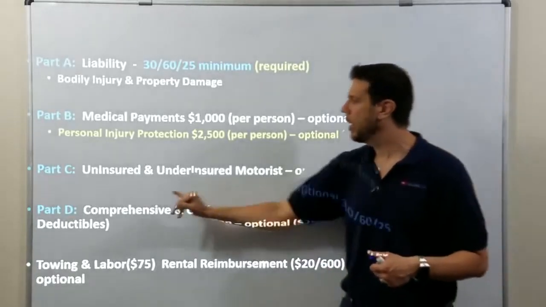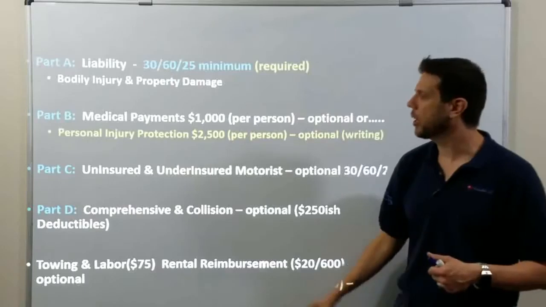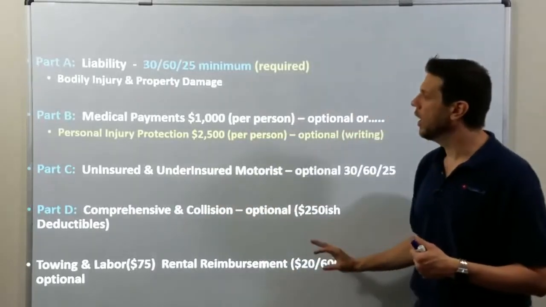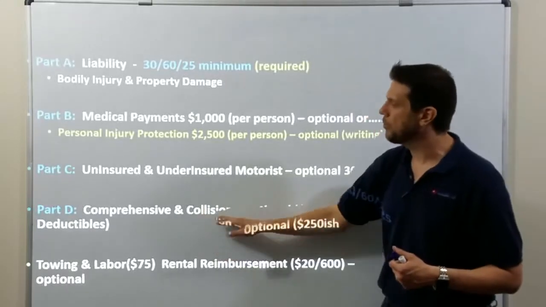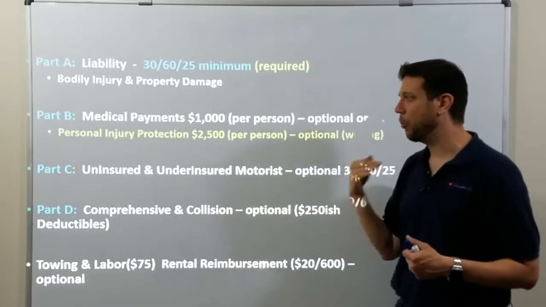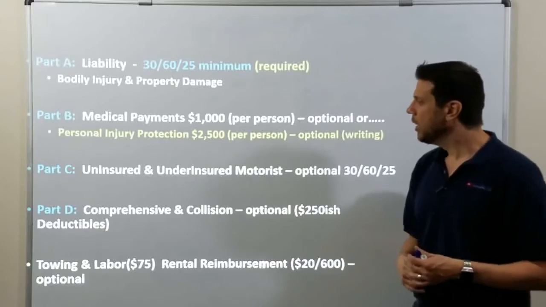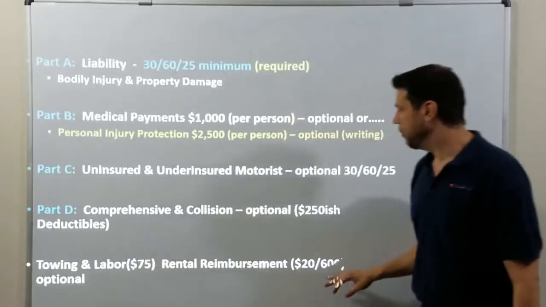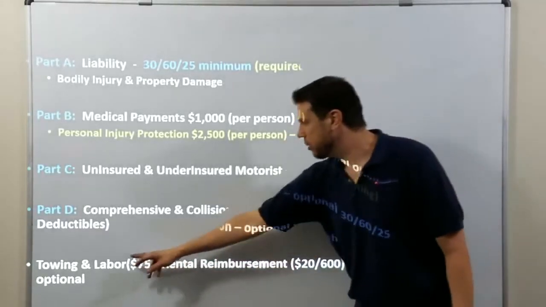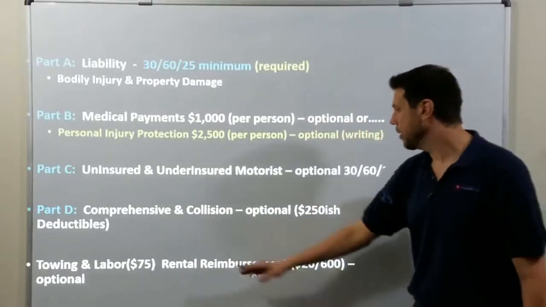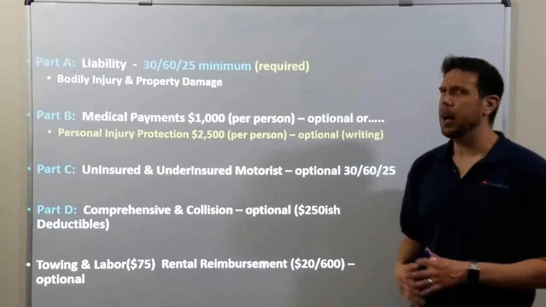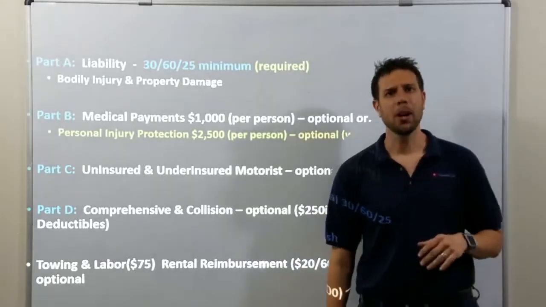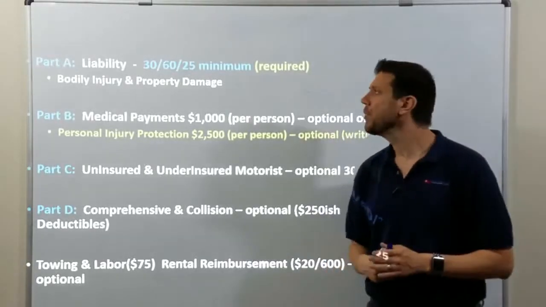We say comprehensive and collision, and these fix your car. The customer does not have to reject these in writing. They can just say, I don't want this, and they won't get that. Towing and labor, which is also rental reimbursement. Towing and labor is $75, tows your car. Rental reimbursement is in 30-day increments, $20 and $600. So now I just want to run through another part, then we'll go through all the slides.